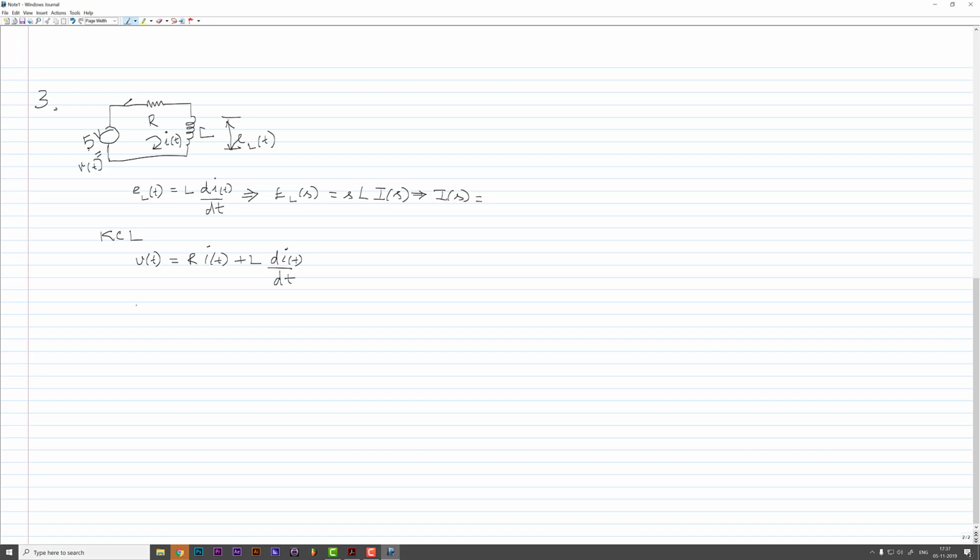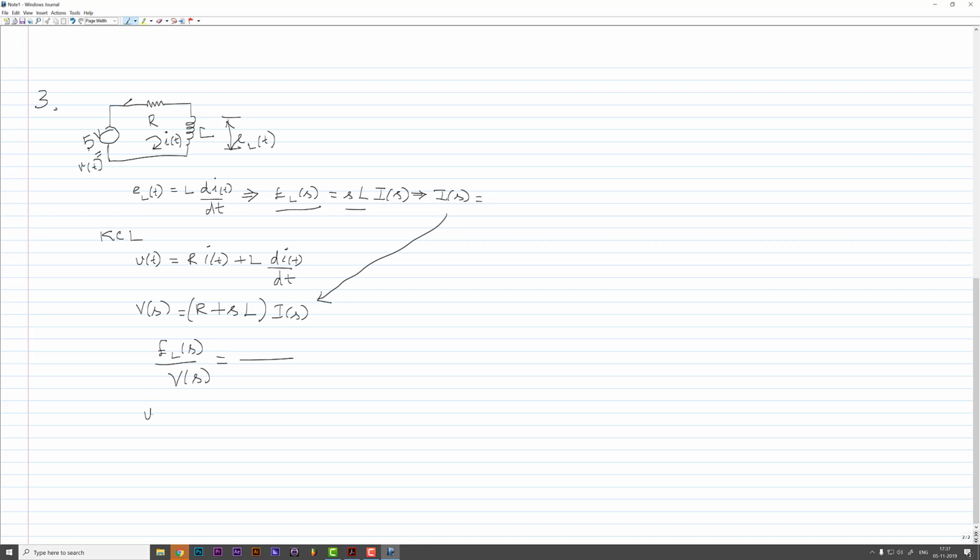Okay, so transform this also. V of s is equal to R plus sL times I of s. So now whatever you got here, you can substitute here. So that will be I of s is equal to EL of s divided by sL. You will get here and substitute, then you can get this transfer function EL of s divided by V of s.